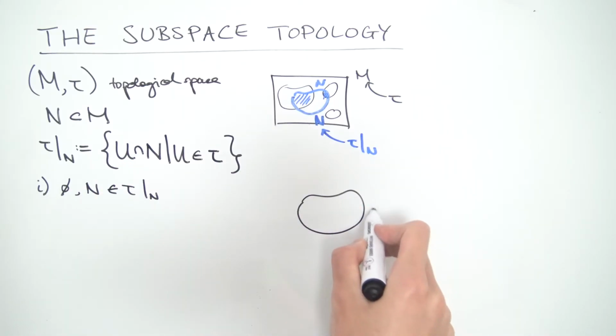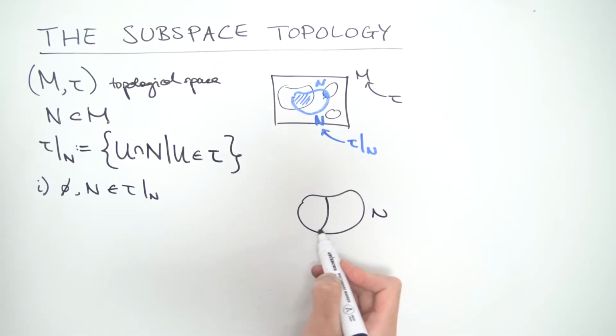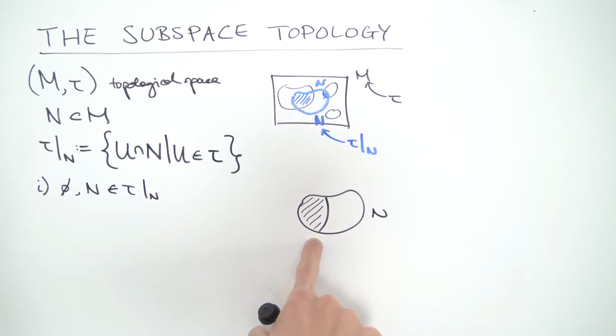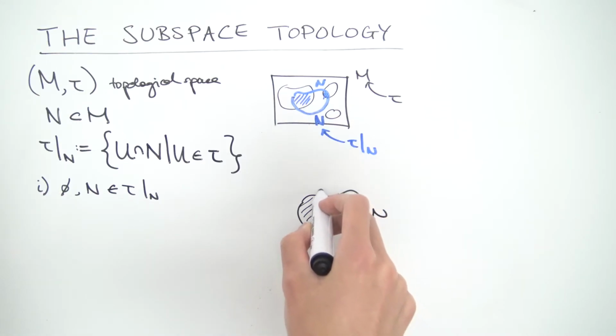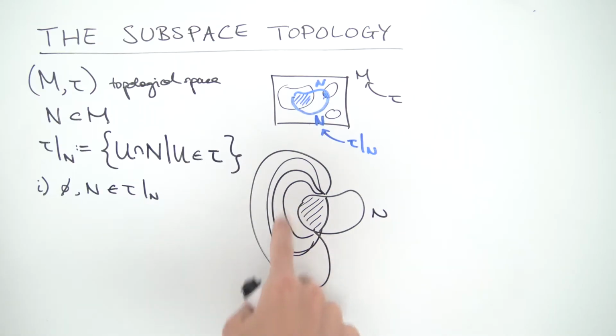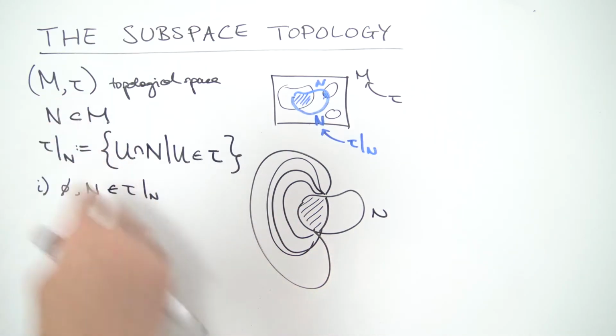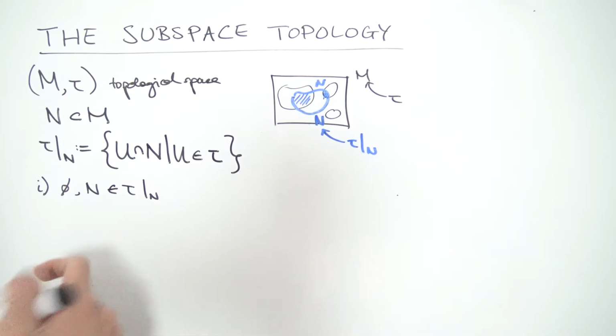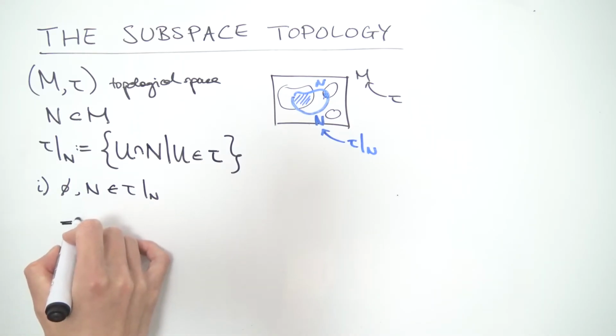If this is my N once again, if I want this subset of N to be in the topology restricted to N, then I must be able to find some neighborhood of M, which when I intersect with N creates that subset. So there could be many different neighborhoods in the original topology that do this. For example, this one does if it's open, this one does as well. And as you can see, there's potentially many you could put on, as long as each one of these is already in your topology.